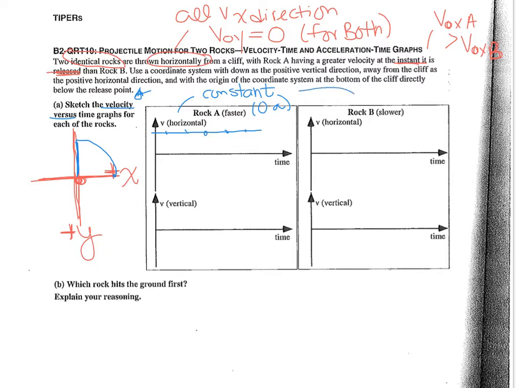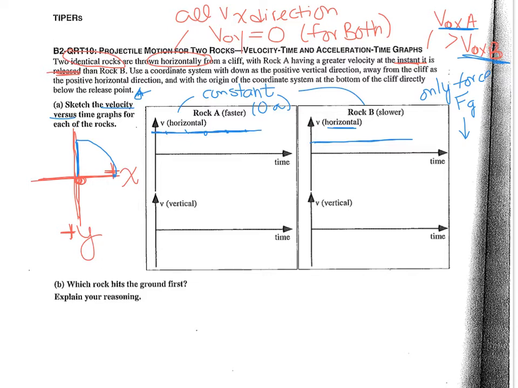Rock B also has a constant velocity, 0 acceleration in the horizontal direction, because it is also in free fall. The only force is the force of gravity, and that's down. But, as I wrote up here, my initial velocity in the x direction for A is bigger than my initial velocity in the x direction for B. So I'm going to have a flat line, but it's going to be lower than this flat line was.